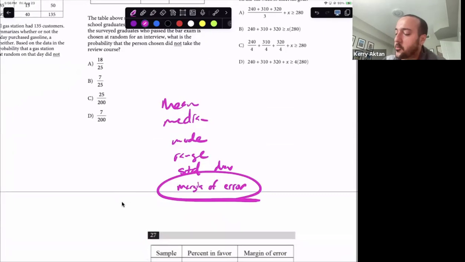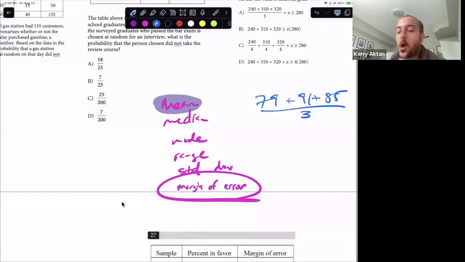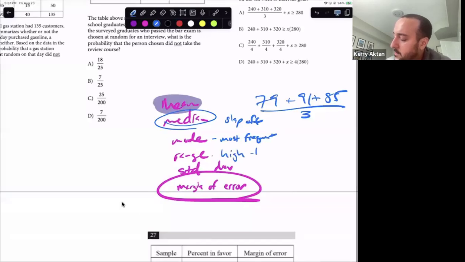Just to remind everyone, mean is the average. You add them all up and divide by the number of them. In other words, if I got a 79, a 91, and an 85 in a class, I would add them and divide by 3. What's median? Median is the middle. I'm going to teach you guys that. That's called slap off. In other words, I slap off the top, slap off the bottom, slap off the top, slap off the bottom until you get to the middle. Mode is the most frequent. In other words, if 7 shows up 5 times, maybe 7 is the mode. Range is high minus low.